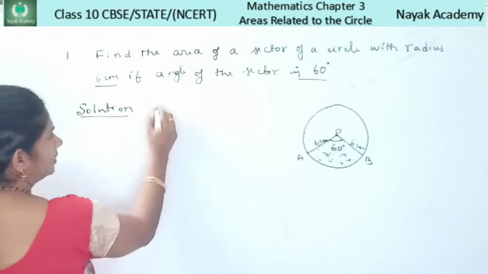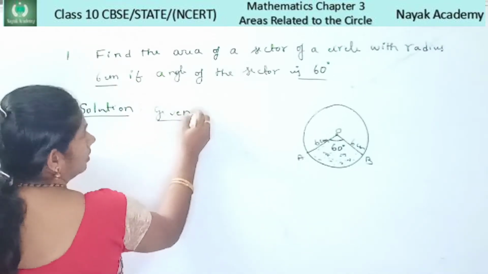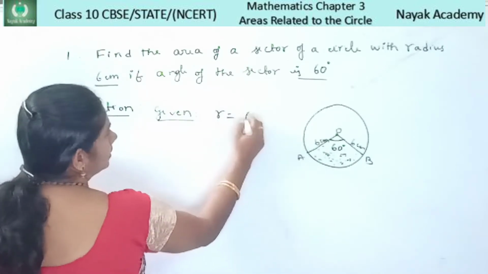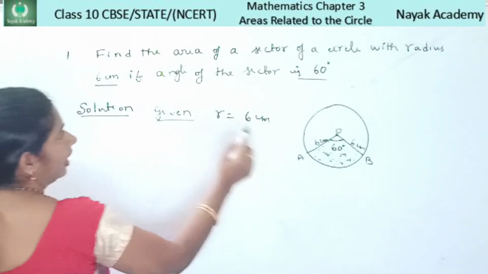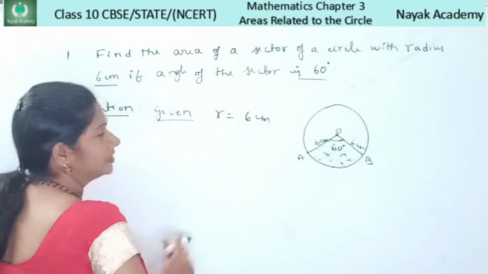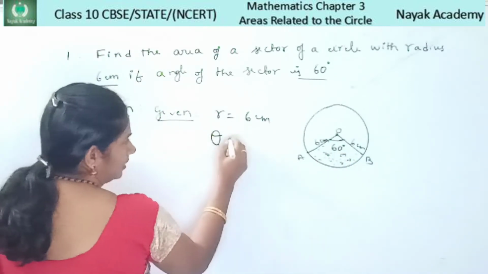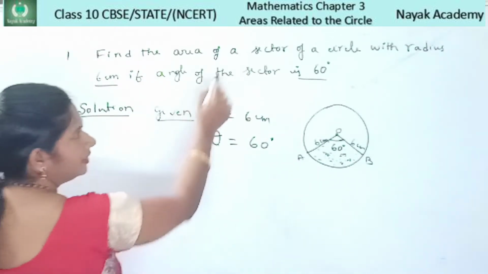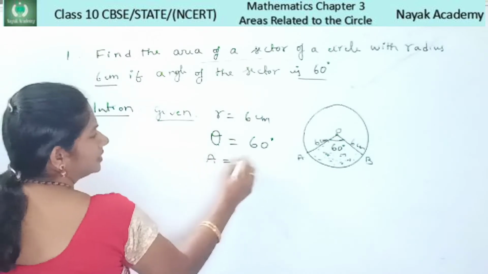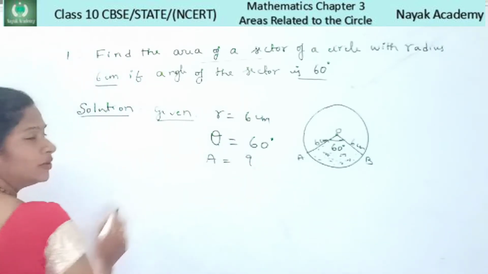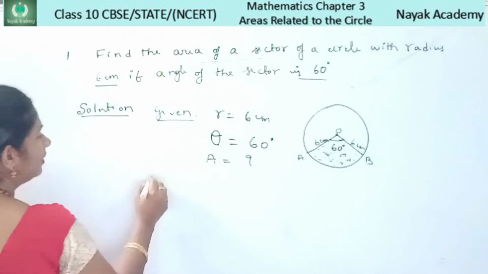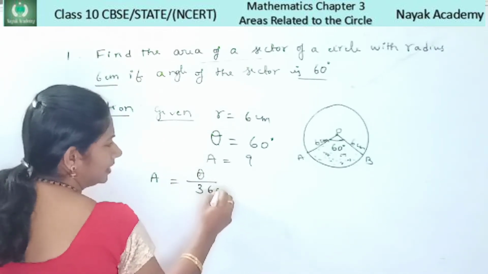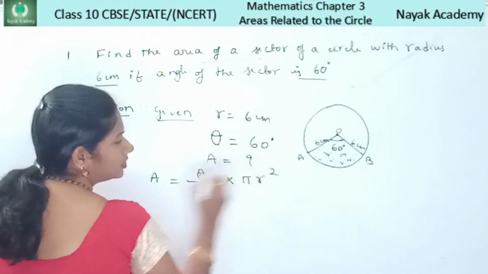First let us write what is given. Radius of the circle r equals 6 centimeters and the angle of the sector theta equals 60 degrees. Now we have to find the area of the sector. So the area of the sector is how much? We can find the area of the sector using the formula theta by 360 degrees into pi r square.